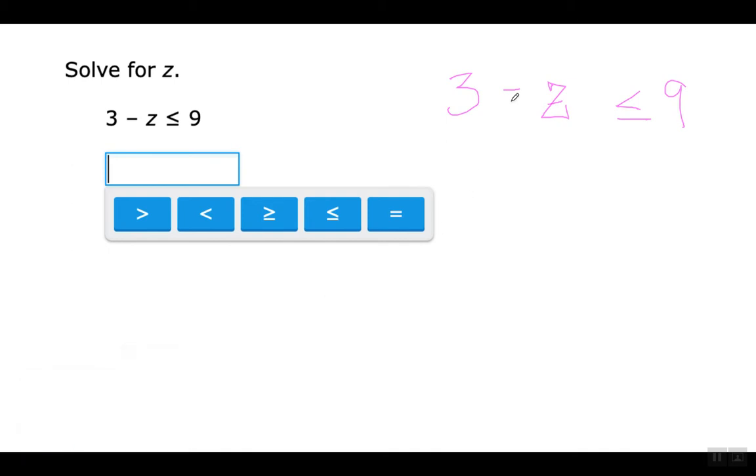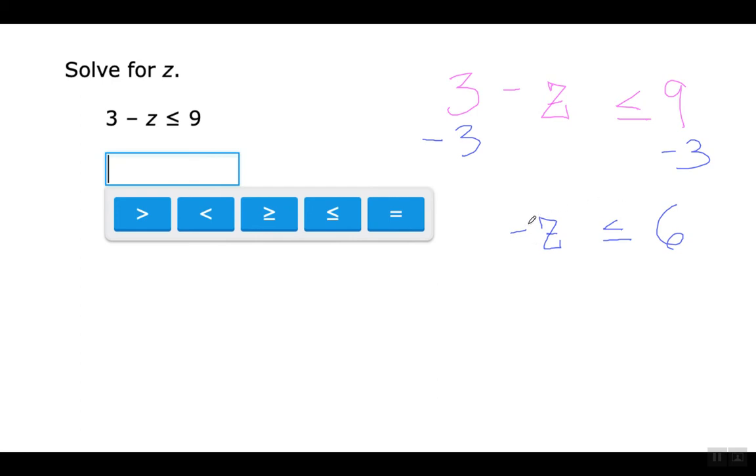One way that you could think about it is, first, imagine there's an invisible 1 here. The number that's with the variable, I get rid of last. The first thing I'm going to get rid of is this 3 by subtracting 3 from both sides. If I subtract 3 from both sides, I'll have negative z less than or equal to 6.